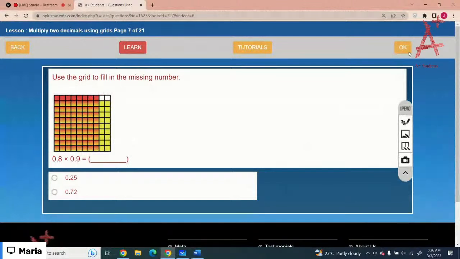Okay, 0.8 times 0.9, which is the correct option? 9 times 8 is 72. It would be 0.72. Got it? The correct option is 0.72.